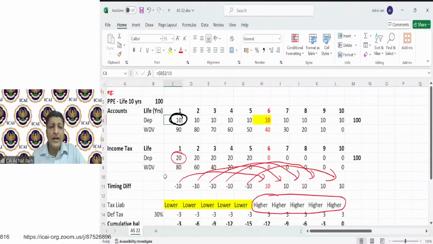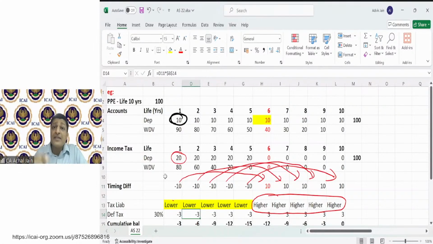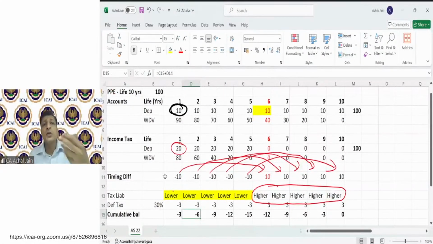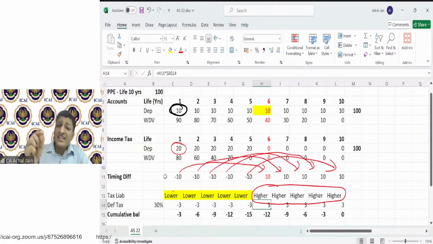So now what do you get? Tax amount of rupees 3 in year 1. In year 2, this gets added by another 3. So on a cumulative basis, what does it become? 6. In year 3, on a cumulative basis, it becomes 9. And up to year 5, on a cumulative basis, this becomes 15. Okay.